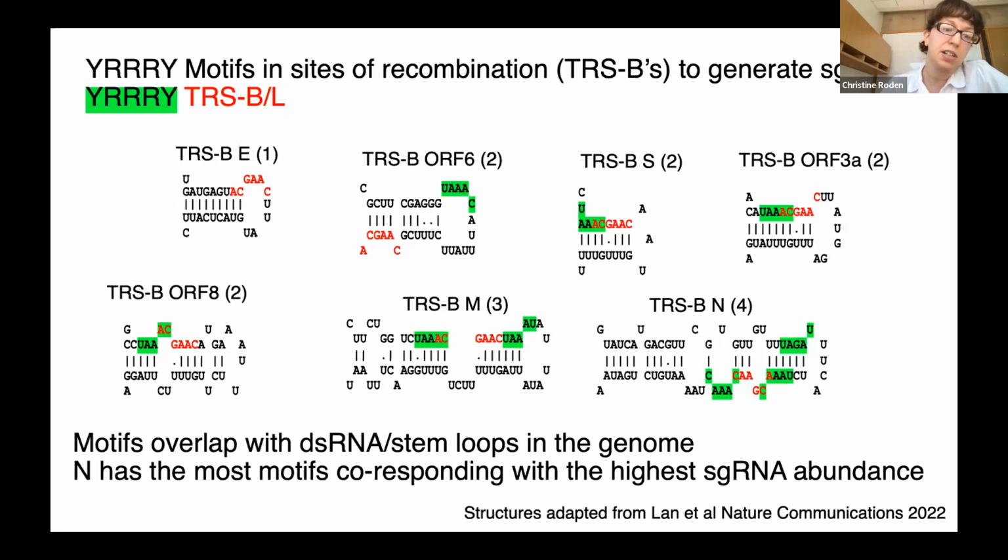We can see that the TRS-B of E only has 1, whereas the TRS-B of N has 4. And further, these motifs overlap with dsRNA stem loops in the genome for the most part, and this is consistent with another feature for driving N protein condensation beyond the YRRY motif.